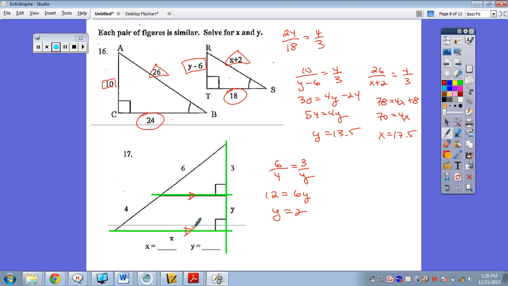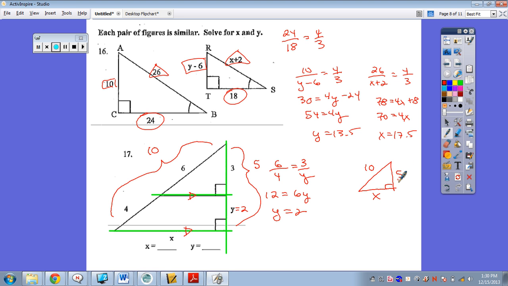To solve for x, you're going to have to do things a little bit differently. You know that this whole side is 10, 6 and 4 together. And now that you know y is equal to 2, you know that this whole side is 5. So if I redraw that big triangle, I have this side is 10, this side is 5, and I'm looking for x.